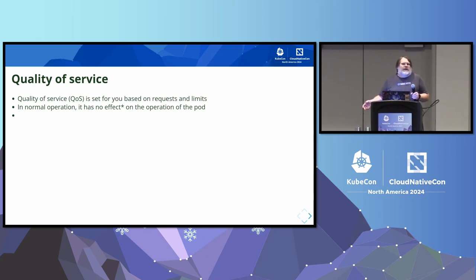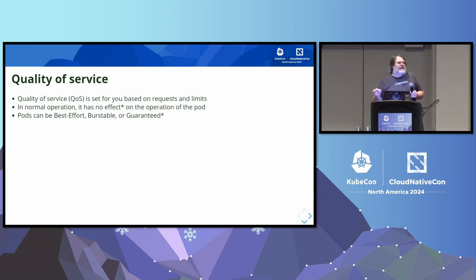Now, in normal operation, just your pod running doing its thing, what quality of service it has doesn't matter. It doesn't affect the running of the pod. It only comes into play when things start to get congested. And so those three classes of quality of service can be best effort, burstable, or guaranteed. Now, notice I put asterisks on no effect and also on guaranteed. There are footnotes there.